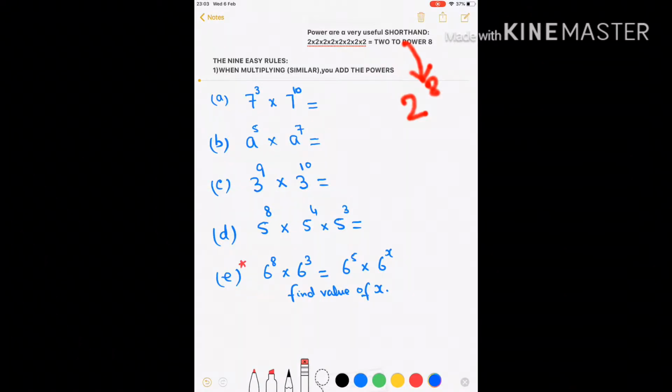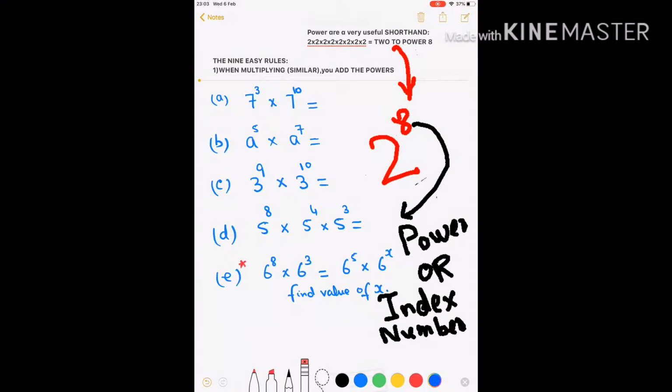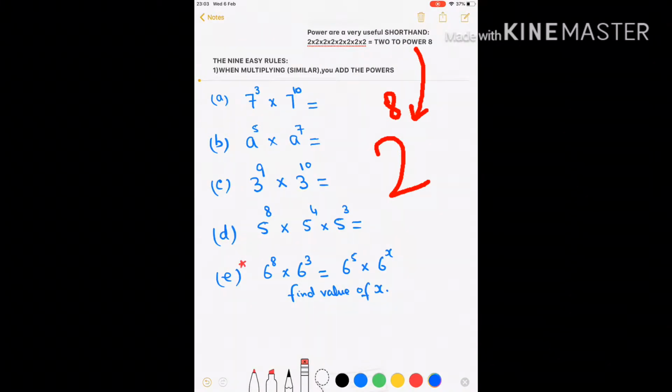Today our topic is powers and roots. Powers are very useful shorthand. If you want to multiply 2 by itself 8 times, you can write 2 to the power 8, where 8 is called the power or index number. Remember, the plural of index is indices.